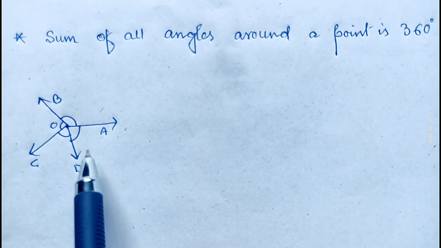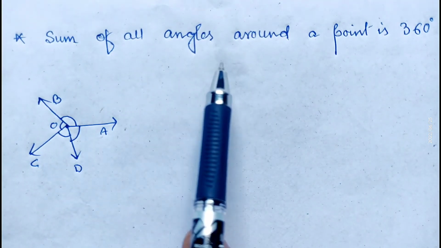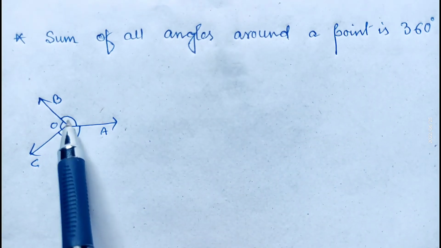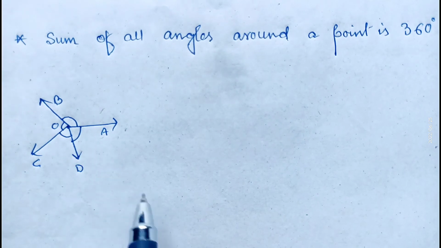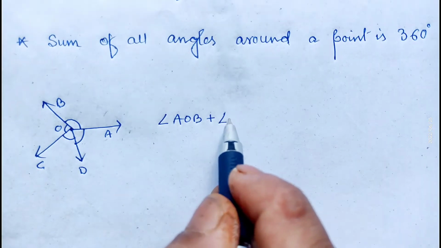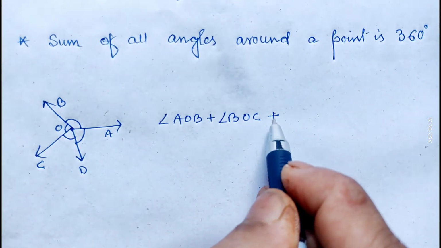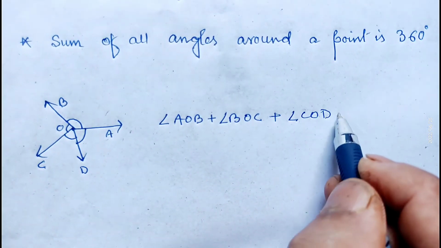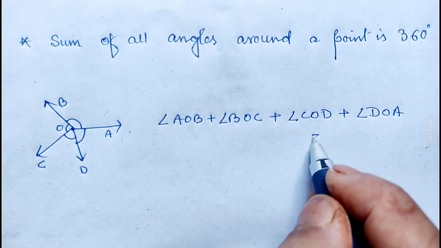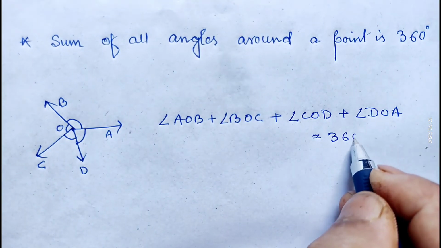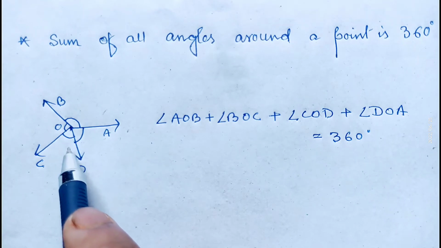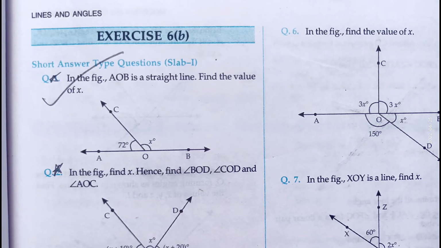Another property that we must know is that the sum of all angles around a point is 360 degrees. Suppose O is a point, and here you can see 4 angles around O: angle AOB, BOC, COD plus DOA. If I add these 4 angles, it must always be 360 degrees. So the sum of all the angles around a point is 360 degrees. With this basic knowledge, now I can start the sums of 6B.